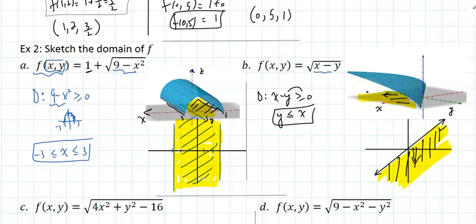So you're not responsible for the 3D graph. Keep in mind, this is what we're going to do later on. We're going to figure out a lot of things about this graph just by looking at the domain. Same thing here.